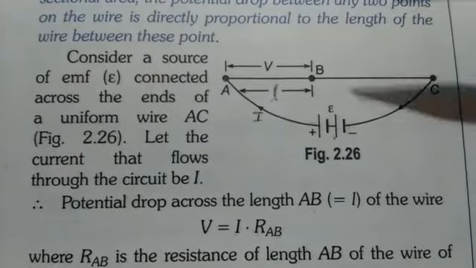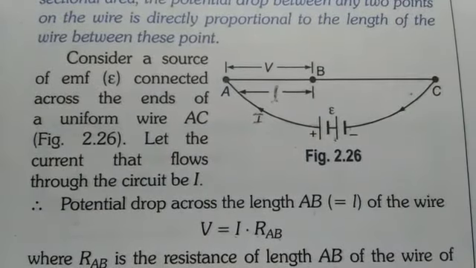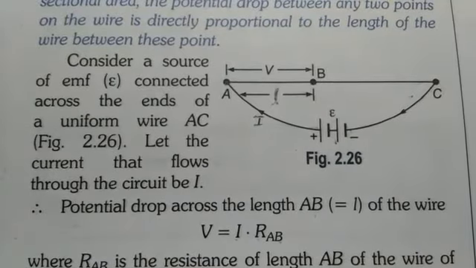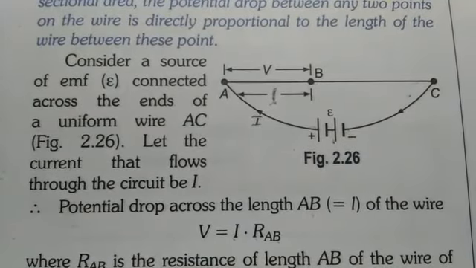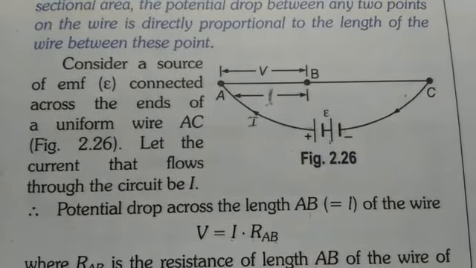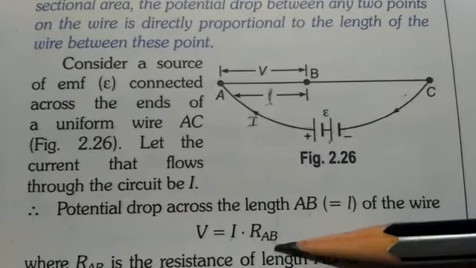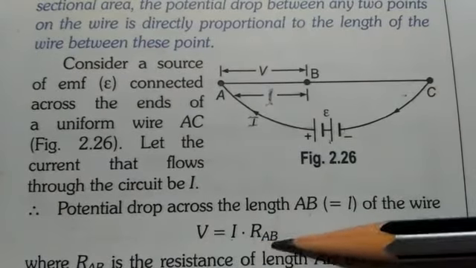So according to Ohm's law, potential difference V equals I into R. So potential drop across the length AB, equal to L of the wire, V equals I into RAB. RAB means resistance of length AB. Okay, so V equals I into RAB.